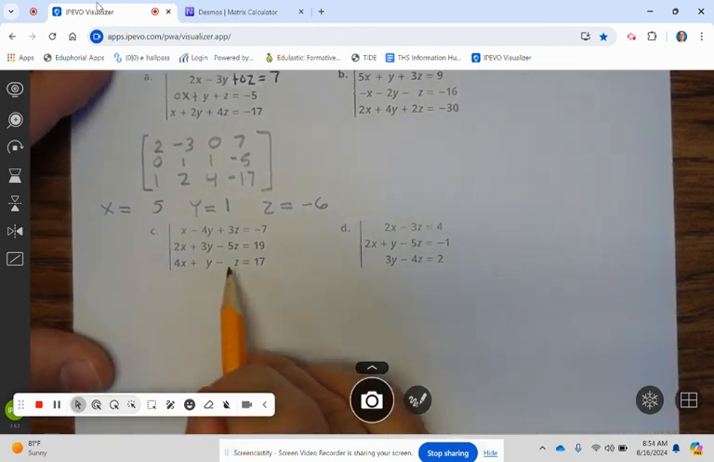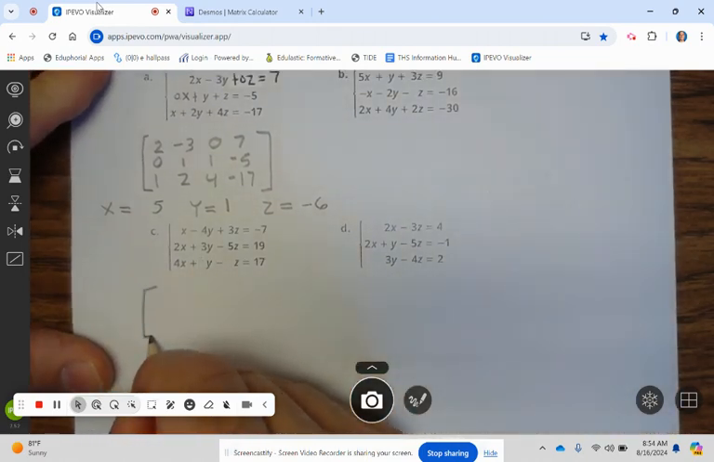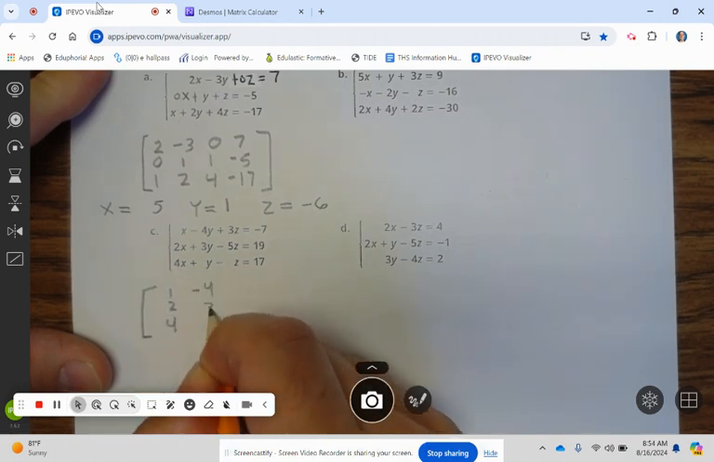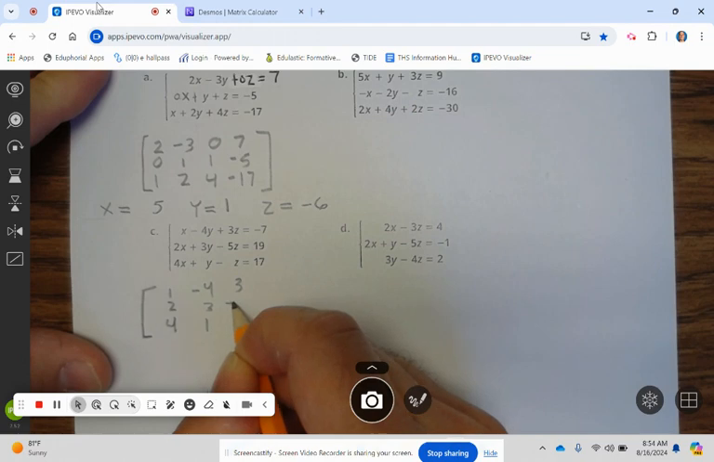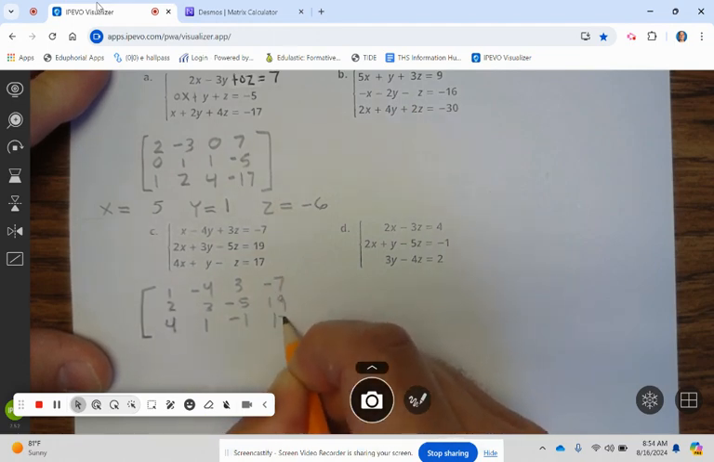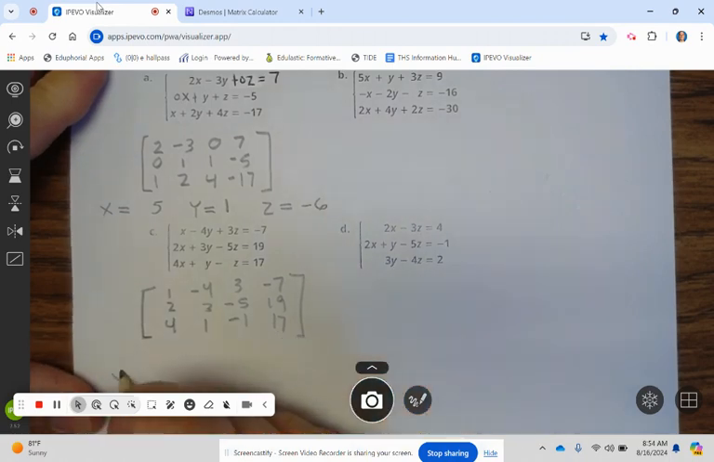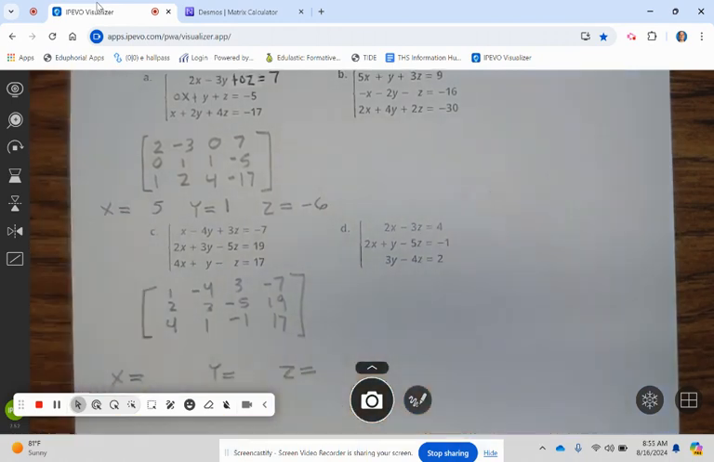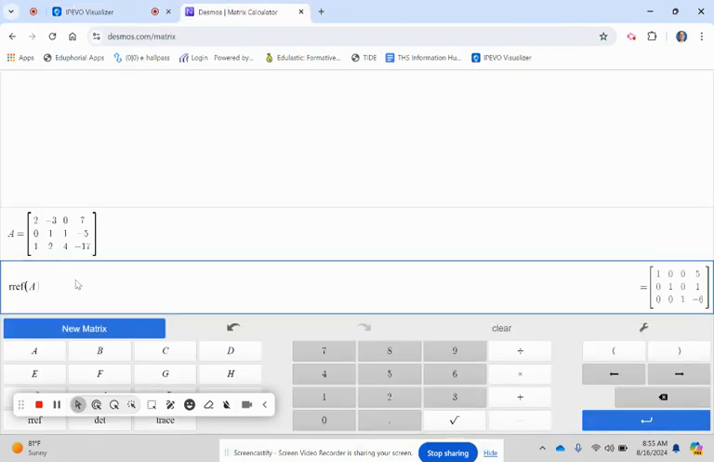So we have an x column, y column, z column, so we're good. So then that's 1, 2, 4, negative 4, 3, 1, 3, negative 5, negative 1, negative 7, 19, 17. And we're looking for x, y, and z. Let's go ahead and plug that into Desmos.